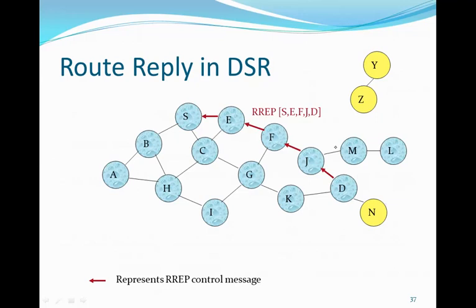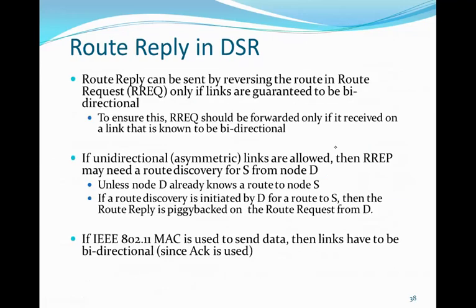Here you can see on the next slide that after receiving the route reply sent by node D, the route is finalized. So the route reply is sent by reversing the list that is obtained from the route request. And it is only possible if we imagine that there are bidirectional links inside the network. For example, if it's a unidirectional link, then node D will also perform the same route discovery process from D to S.